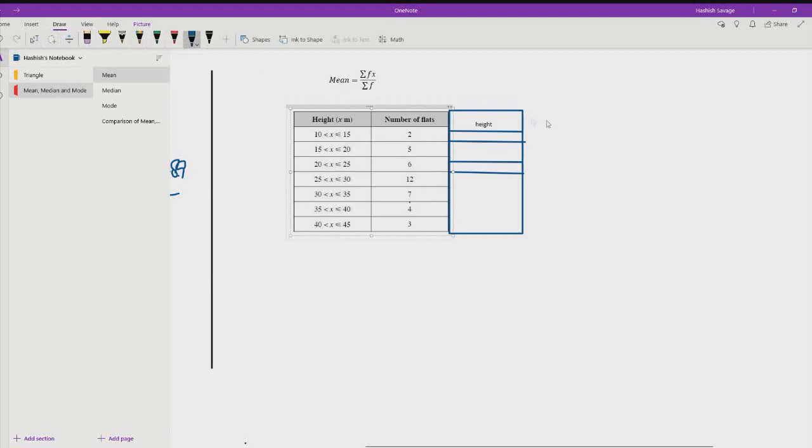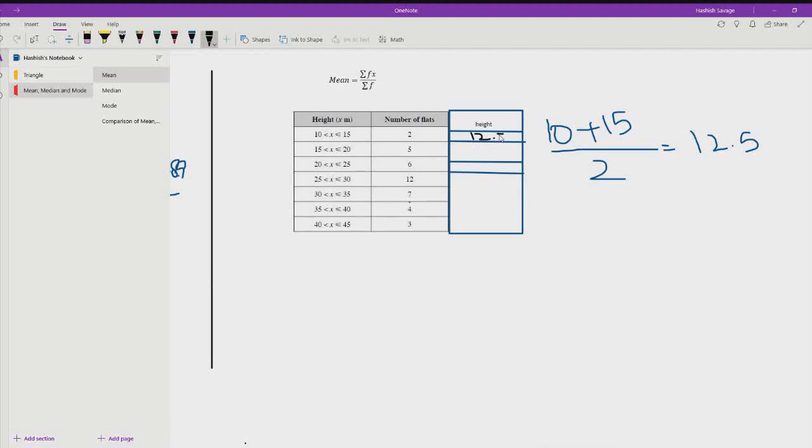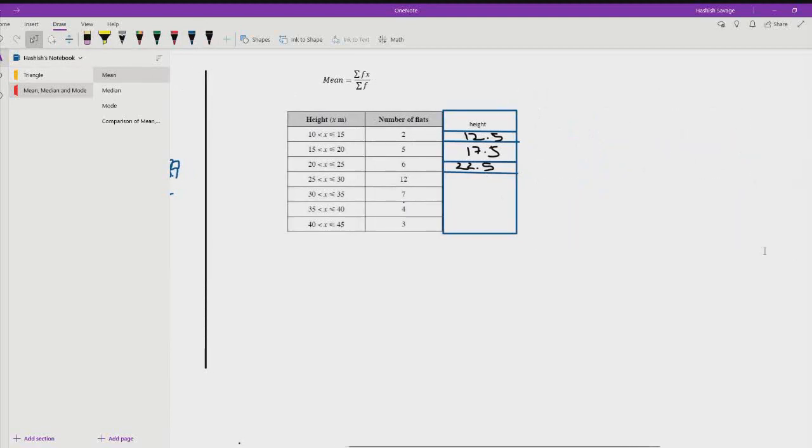So 10 plus 15 divided by 2. It will be 25 by 2, which means 12.5. So the value that will come over here will be 12.5. Similarly, the value that will come over here will be 17.5, and over here it will be 22.5. So now we have the values of x, and this column is called x.